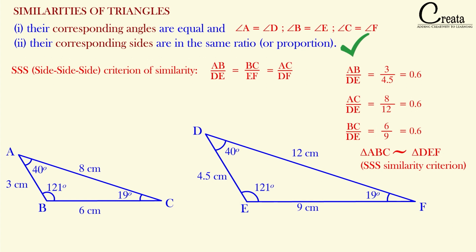So we can say if the ratio of the corresponding sides are equal in two triangles, then automatically their corresponding angles will be equal to each other. That is, the two triangles are similar to each other. Once the ratio of the corresponding sides are equal, no need to calculate or equate the corresponding angles.